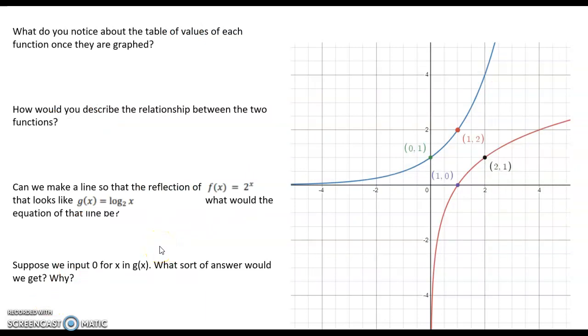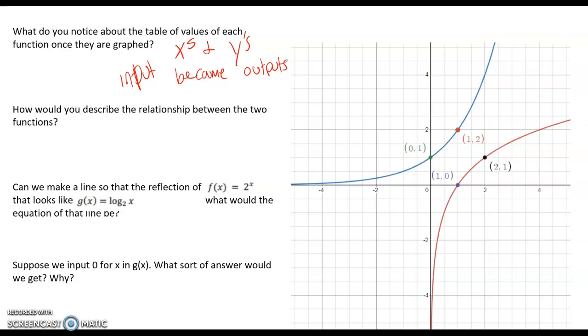A couple of questions that I want to go through. These are on your notes as well. What do you notice about the table of values? We notice that the x and y values have swapped. What that literally means is that our inputs, x's are our inputs, right? X's are our inputs, became our outputs. Which means that our y's are now our inputs. I want to keep that in mind as we go through these.